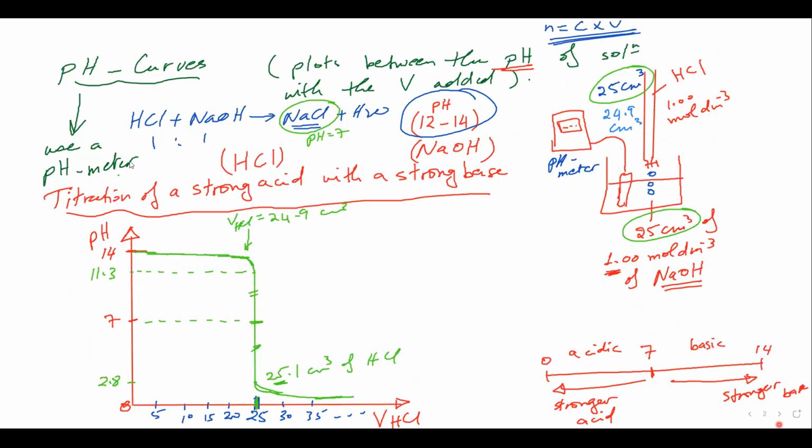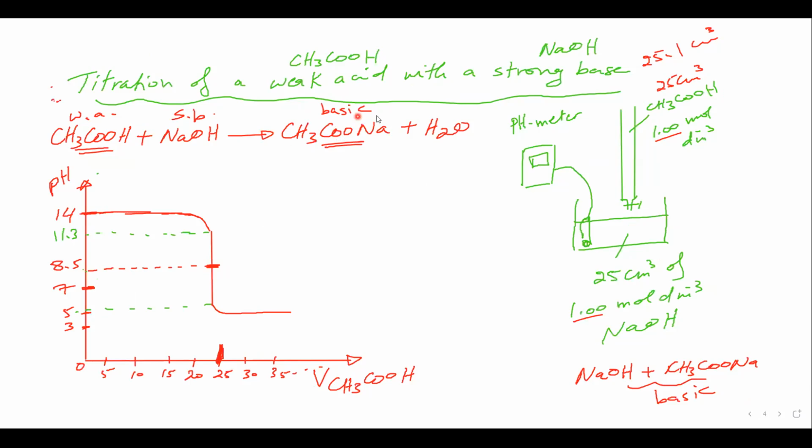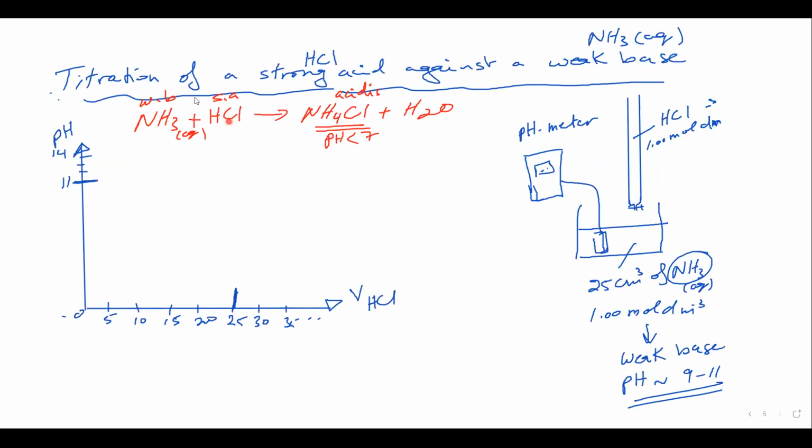In the second one, when we added a weak acid to a base and the salt formed was basic, we said that because the salt formed is basic and the solution itself is a base, both of them are basic. That's why the pH almost remained the same. But in this case, we are adding HCl to ammonia. It formed an acidic salt. So I started with a base, but the salt that is formed is acidic. So what will happen to the curve?